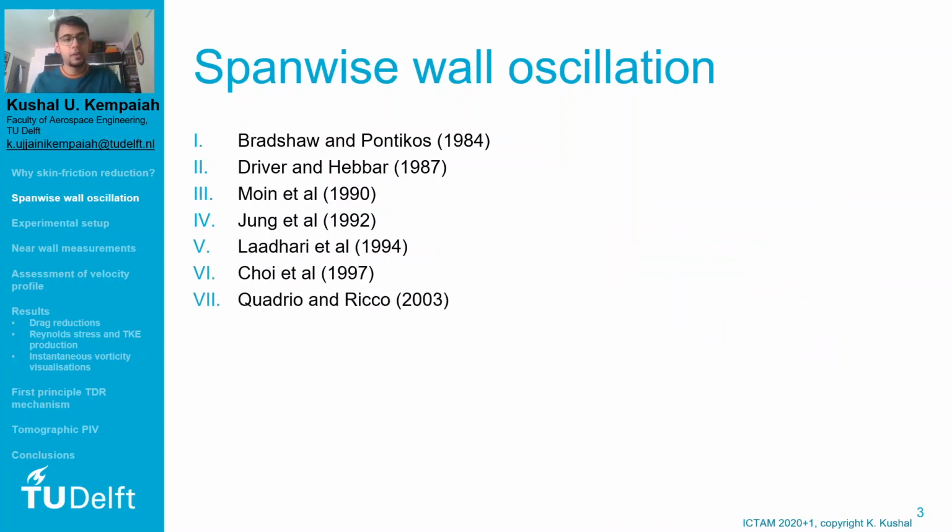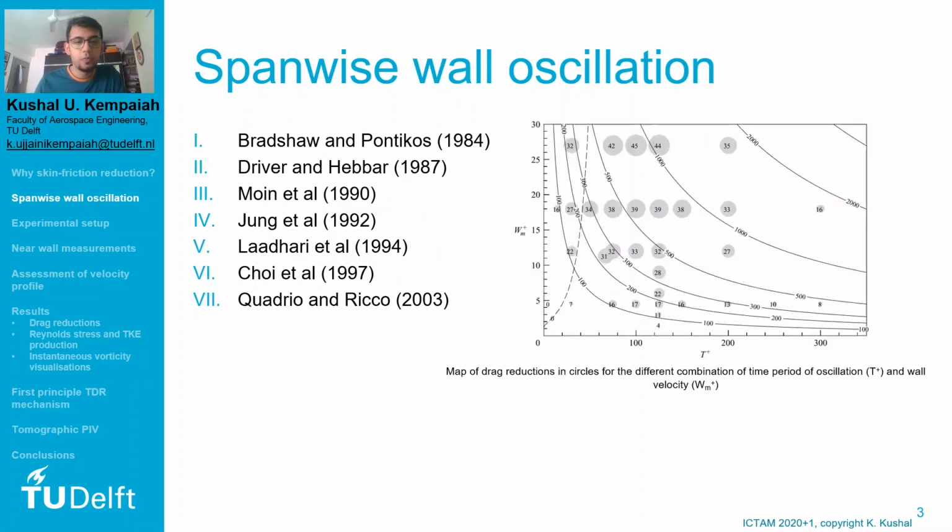Later on, in 2003, Quadrio and Ricco performed a DNS simulation at various parameters which govern these wall oscillations, of which the time period of oscillation, scaled by the inner wall variables, also represented as T plus, and the maximum wall velocity, represented as Wm plus. They reported that up to 45% skin friction reduction was observed at T plus of about 100.